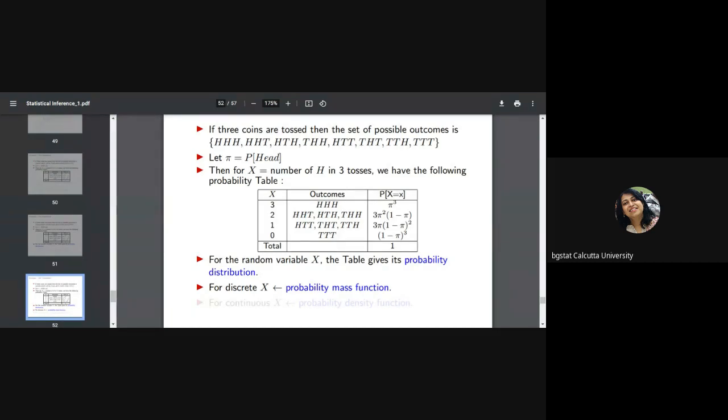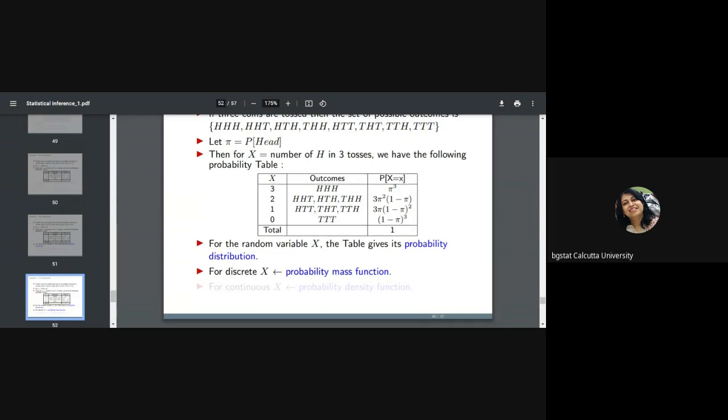So probability capital X equal to 3 is pi cubed. Probability capital X equal to 2 is 3 pi squared into 1 minus pi, etc. That is how you would read this table. The collection of all values small x and the corresponding probabilities, if x is discrete, is called a probability mass function.